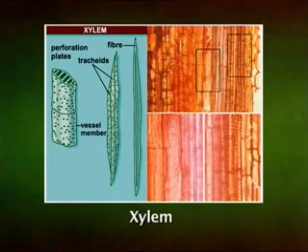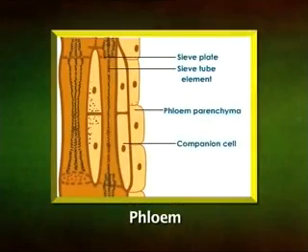The only living cells of xylem are the xylem parenchyma, which in addition to conduction also store food. The phloem consists of sieve tubes, companion cells, phloem fibers and phloem parenchyma, and is associated with the transport of food from source to the sink.